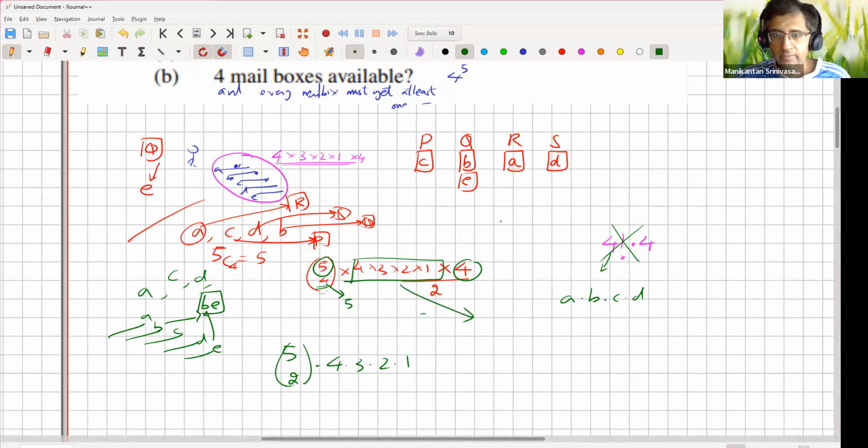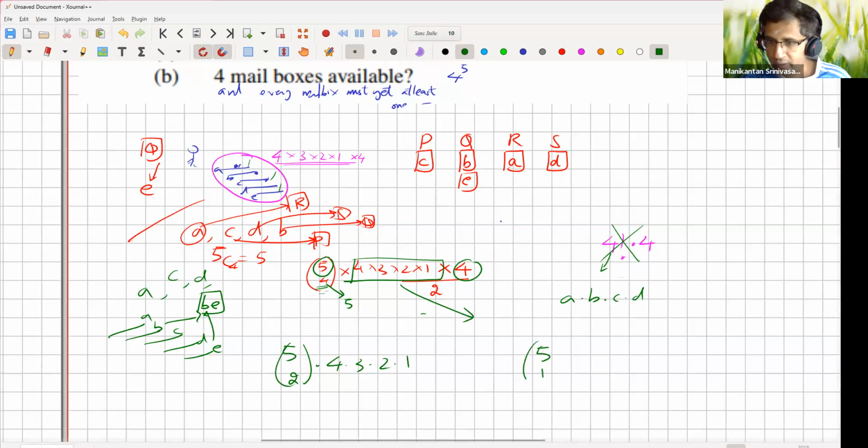What he did was he upfront decided which is the letter that he'll revisit later. So that could have been either C or D or P or E. That's the mistake that Keshav made. Keshav said E will be the letter which will share the box with someone else. Whereas Moksha didn't say that. Moksha said, I will choose which will be the letter that will share. It could have been E, it could have been A, it could have been C. So he's choosing that in 5 ways. 5 choose 1 ways, which is 5 ways.